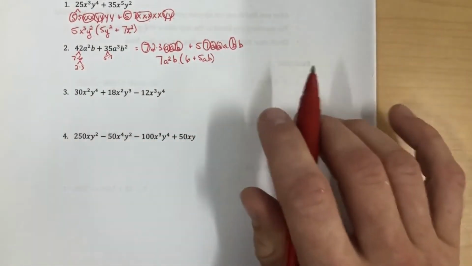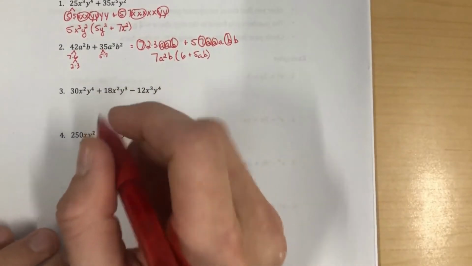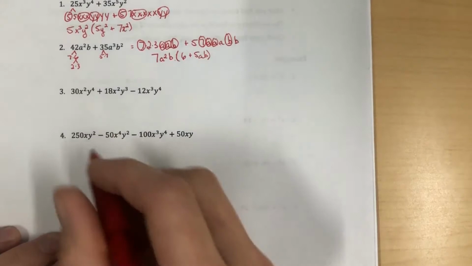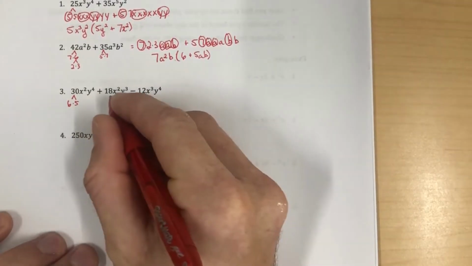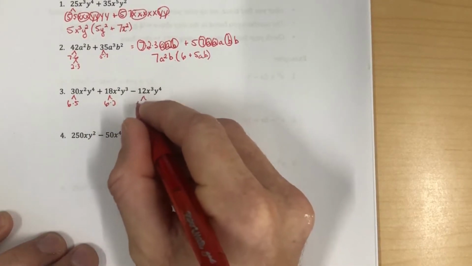Now, instead of breaking all these down into our prime factors, what we could do is just simply look at these numbers. We've got 30, 18, and 12. What do all of these have in common? Well, that would be a 6. That could be 6 times 5, that would be 6 times 3, and that would be 6 times 2.